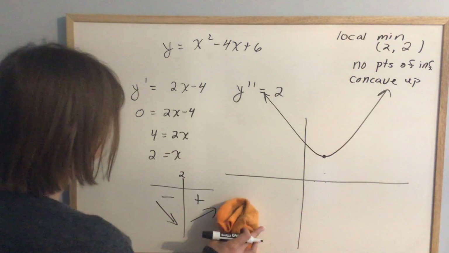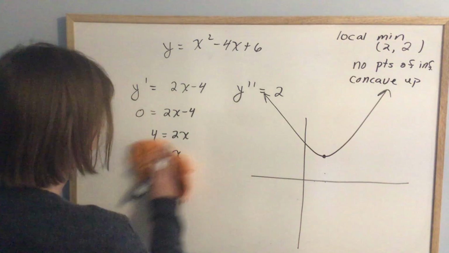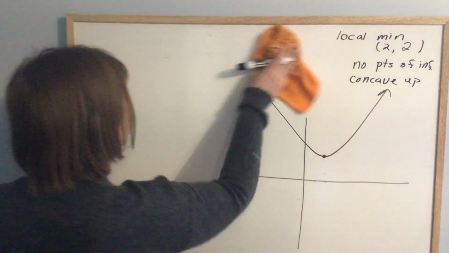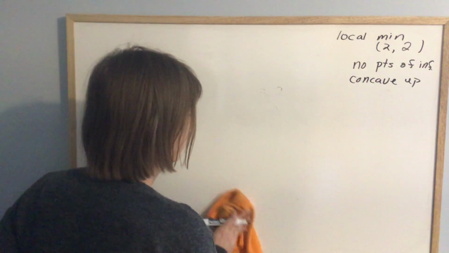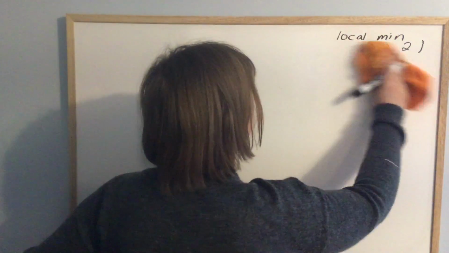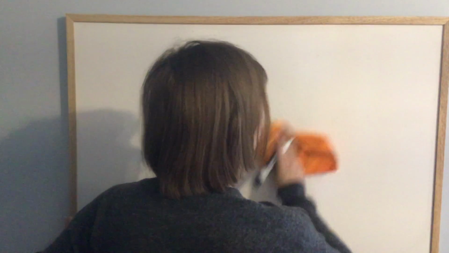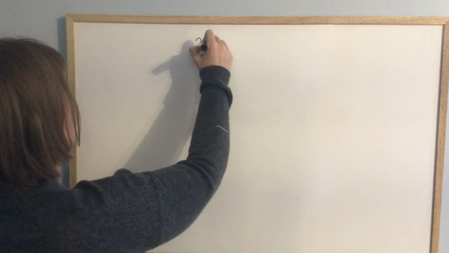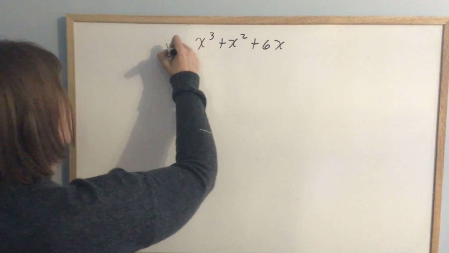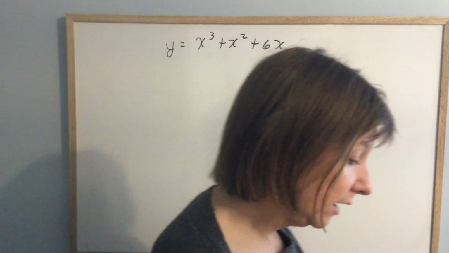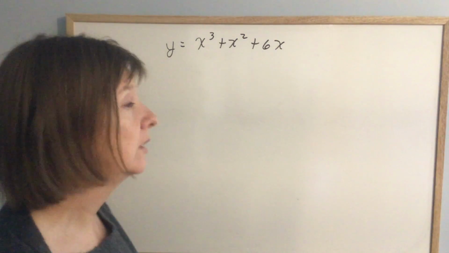C. Eight C says x cubed plus x squared plus 6x. That's my y. Again, no start and stop point, so it just continues forever.